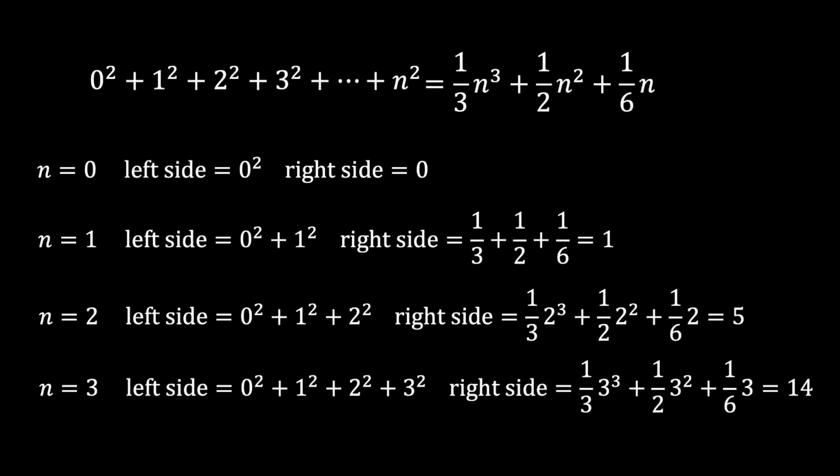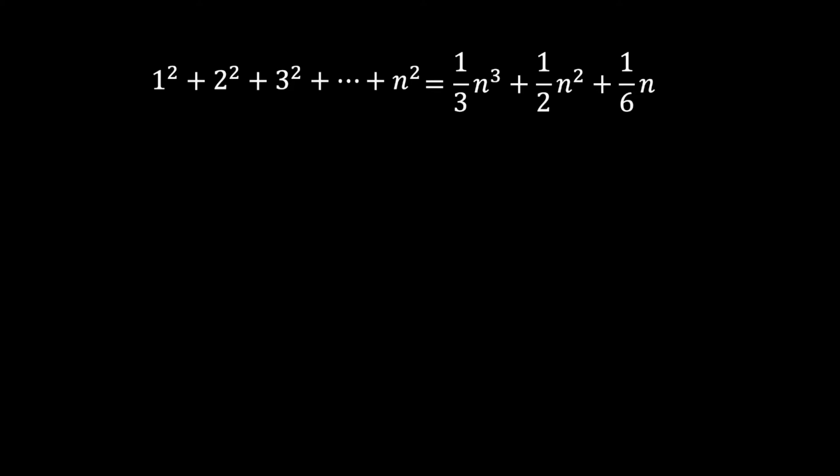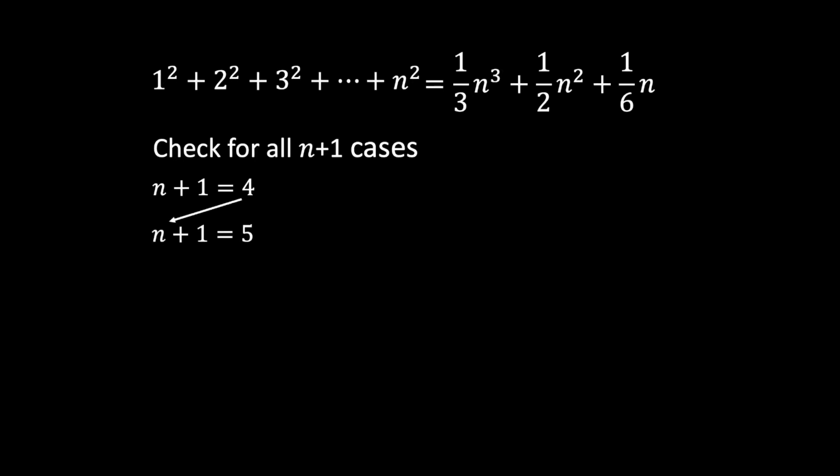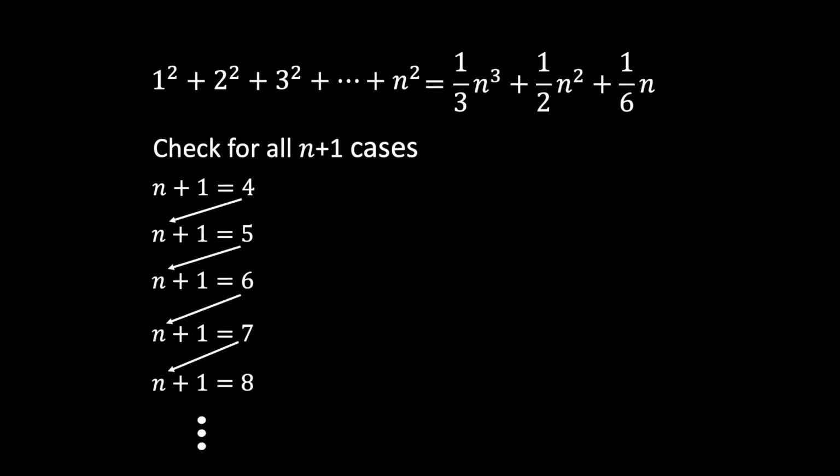Now, you might be tempted to also show that it works for the case when n equals 4. And this is exactly what we will do, but we will rephrase it so it applies more generally. So instead of specifically checking that n equals 4 works, let's check for all n plus 1 cases. The reason why is, once the scenario n plus 1 equals 4 is shown to be true, that becomes the new n, and then the new n plus 1 will be checked. This process repeats on its own until all the cases have been checked.